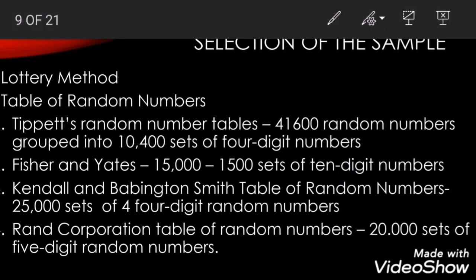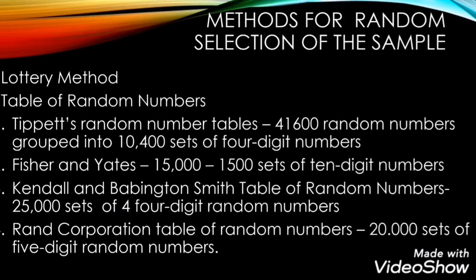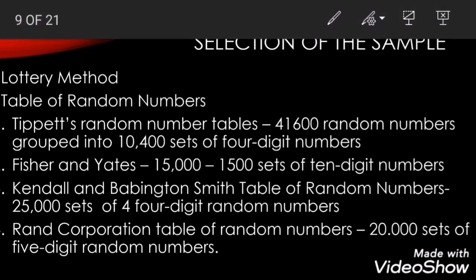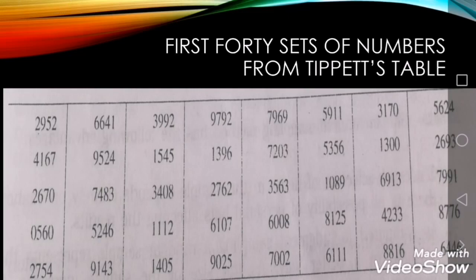Kendall and Babington Smith table of random numbers consists of 1 lakh random digits grouped into 25,000 sets of 4-digit random numbers. Rand Corporation table of random numbers consists of 1 lakh random digits grouped into 20,000 sets of 5-digit random numbers. This slide shows the first 40 sets of numbers from Tippett's table. This Tippett's table of random numbers is most popularly used in practice.